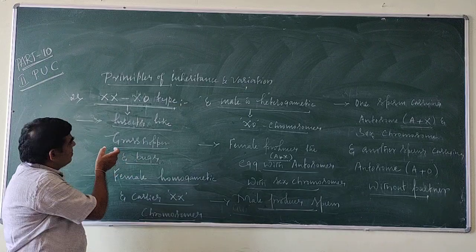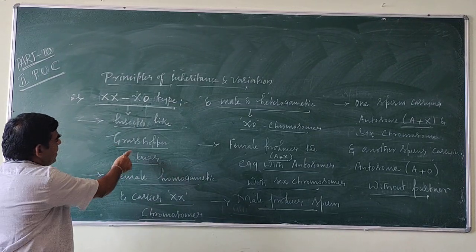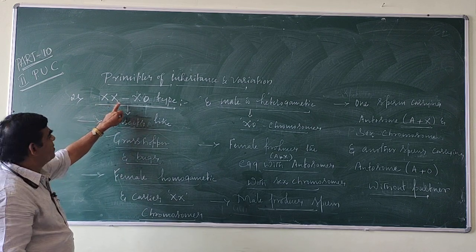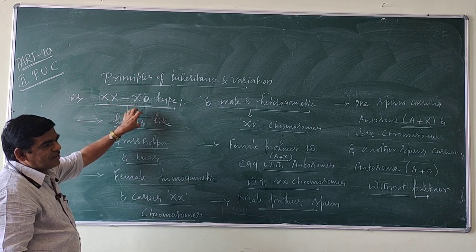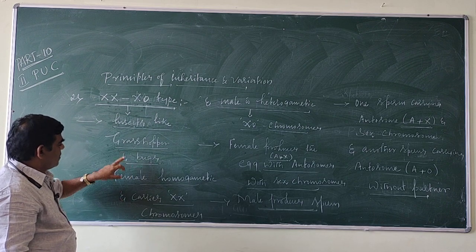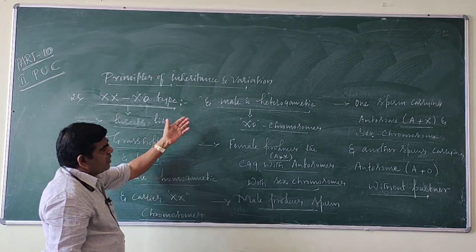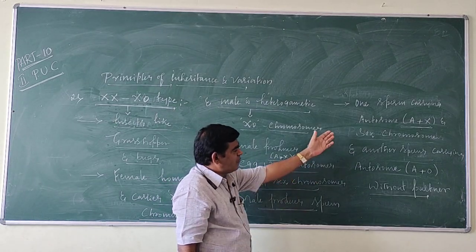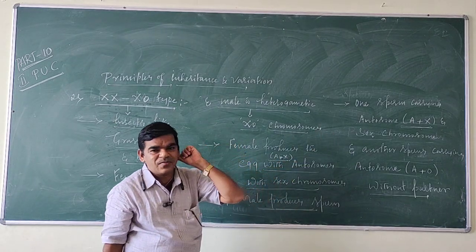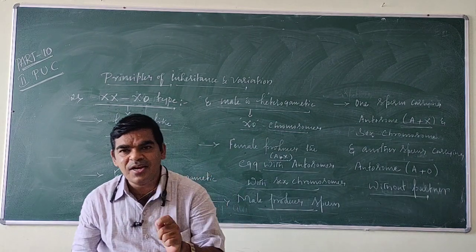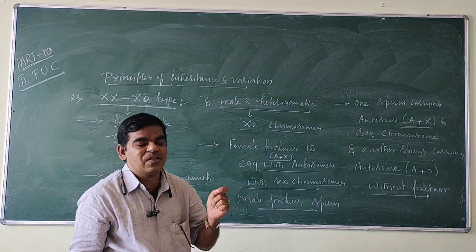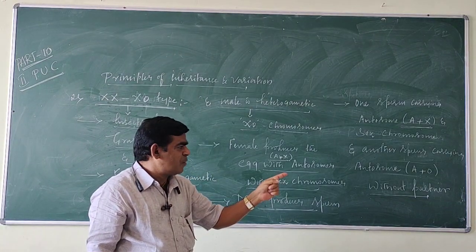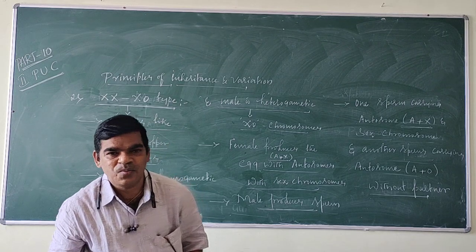This is the sex determination in grasshopper and bugs. In grasshopper, the sex determination is XX and XO type. The female is homogametic and the male is heterogametic. That's why the female produces only one type of egg, and the male produces two types of sperms. So sex determination depends upon whether the sperm carries an X chromosome or O, that is, absence of a sex chromosome. Clear?